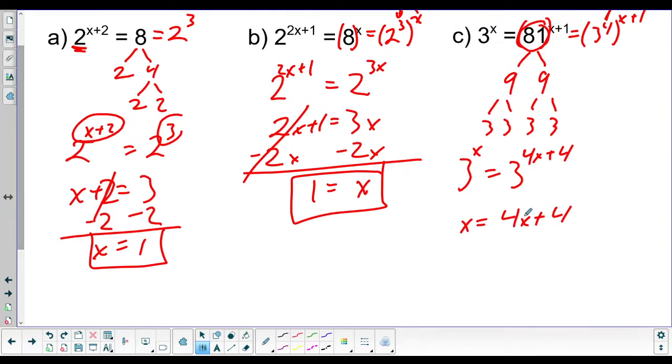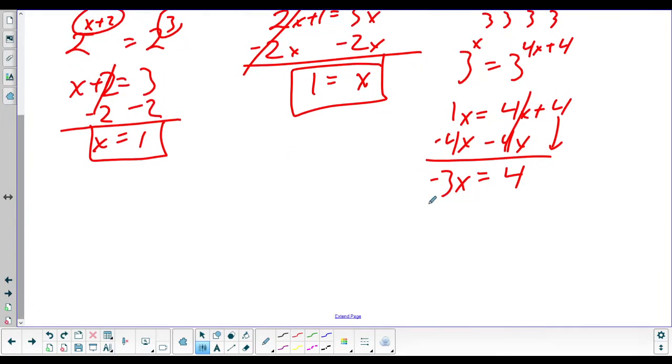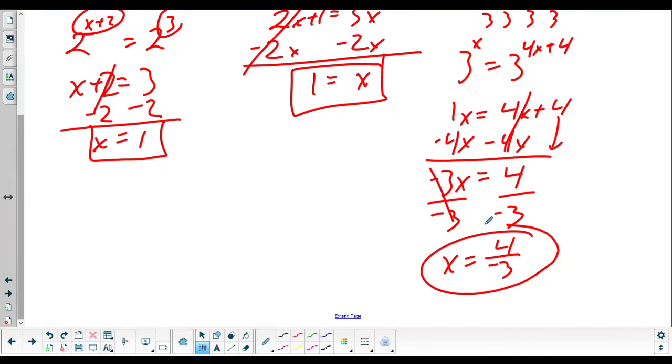Then we are going to move all the x's to one side. So I'm going to subtract 4x to get it over here. So minus 4x minus 4x. These cancel. We have 1 minus 4 is negative 3x equals, bring down our 4. And then we divide both sides by negative 3 to get the x by itself. So x equals 4 over negative 3. And that's our answer. Cool.